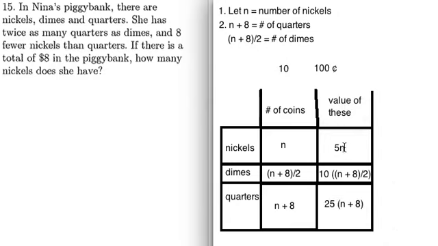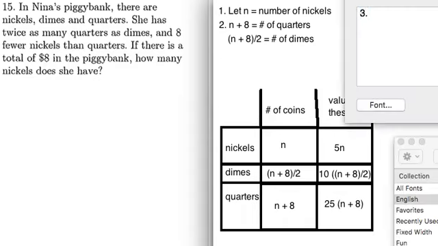For the value of nickels, it's just 5 times that. The value of the dimes, just 10 times this. Value of the quarters, just 25 times this. And that table is the heart of solving a problem like this. Once I have all these values together in this problem, I'm ready to write my equation. I know that the value of all these added together should add up to $8. That's 800 cents.